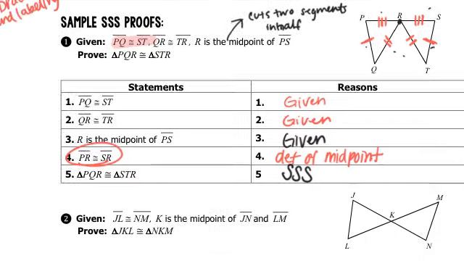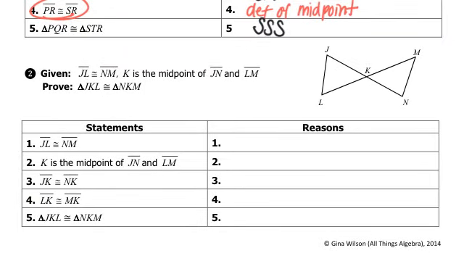Okay? All right, let's do another one. Let's look. Our givens, that's what we start with, given. And then we mark JL is congruent to NM. K is the midpoint of JN and LM, also given. So let's look at that. K is the midpoint of JN. So what we can say is that JK is congruent to KN because by the definition of a midpoint, it splits into two congruent segments. So definition of a midpoint.